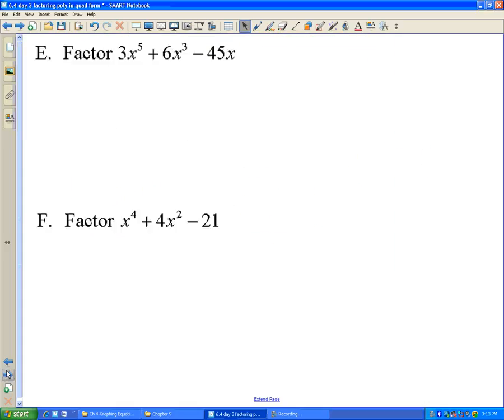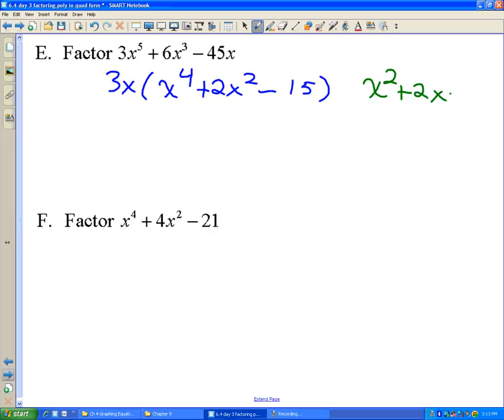Same type of problems. Can I factor these? Is there a greatest common factor? I can pull out a 3x. I'm left with x to the fourth plus 2x squared minus 15. Again, this very much resembles x squared plus 2x minus 15. The powers go down by halves. Half of 4 is 2, and from 2 I go down to 0. Half of 2 is 1, and from there I go down to 0. It's the same format. So I can factor it the same way with basic factoring.